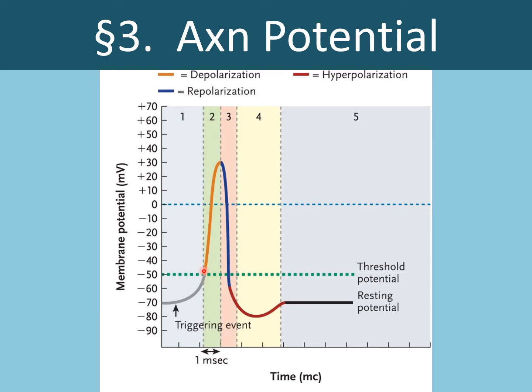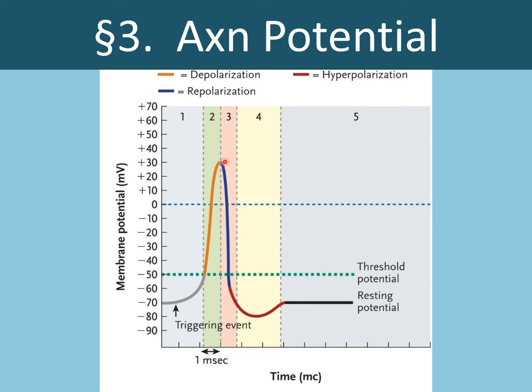So at about negative 55 millivolts, enough sodium has rushed in, threshold is reached, and now voltage-gated sodium channels pop open, and they allow a huge influx of sodium to rush into the cell, and the inside becomes more and more positive, and peaks at about positive 30 millivolts. So this region here of the graph in red, this is the depolarization process.